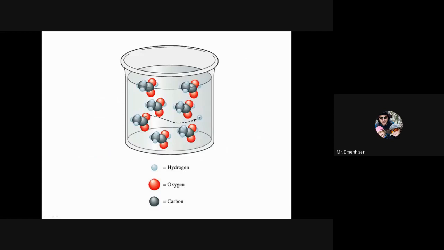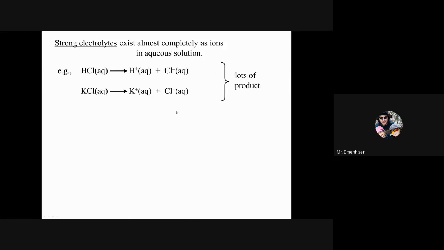All right, so this is what we would see if we zoomed in. We would see the complete molecule. And then, here is one positive ion and one negative ion. And so one of these guys broke up. That's it. So 1%. Strong, let's see. This is kind of the same thing. Here are some examples of strong electrolytes. Notice that there are lots of products. And so 99% would look like this. Notice it's a one-sided arrow, not a two-sided.